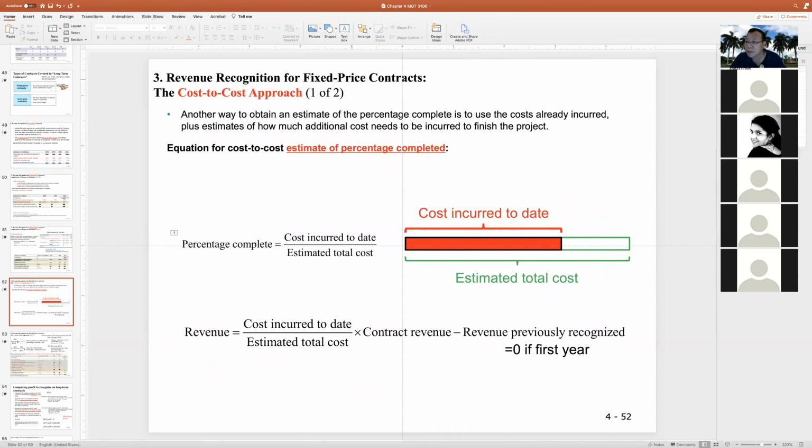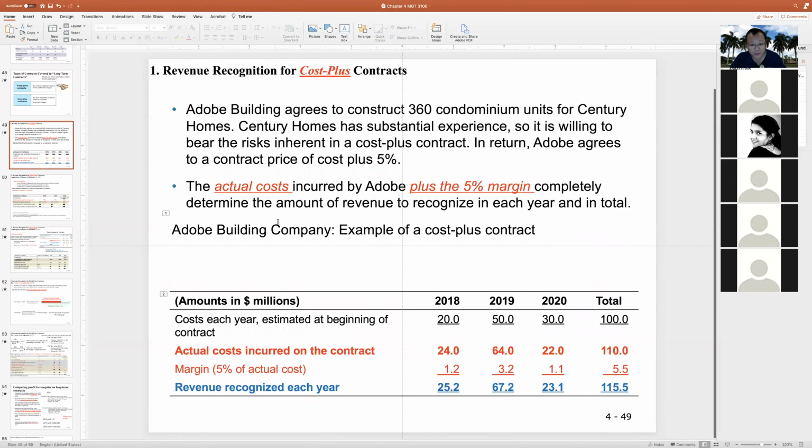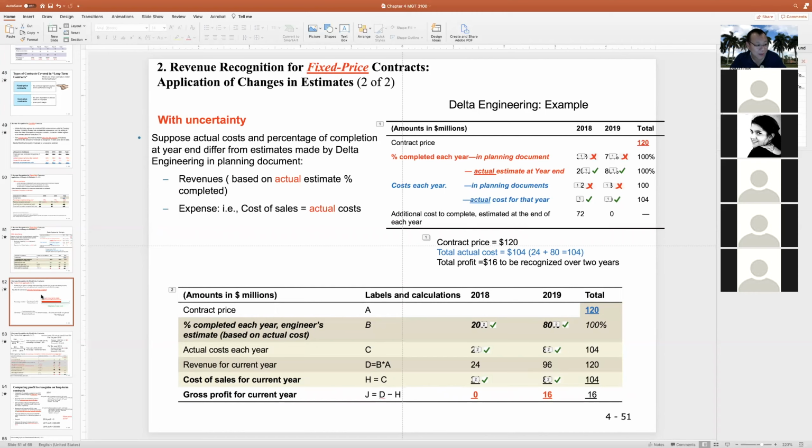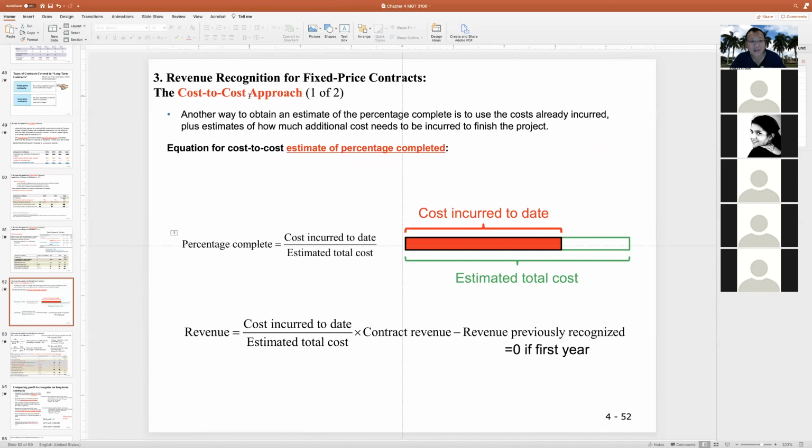Because cost plus contract, it's very easy, right? I showed you, this is how you do it. You don't have to estimate the percentage of completion. The method we are using, the cost to cost approach, this method is to estimate percentage completion. So you confused the cost to cost approach with the cost plus contract. Yes. I think that's where the error is.